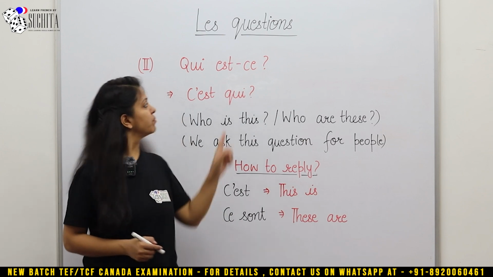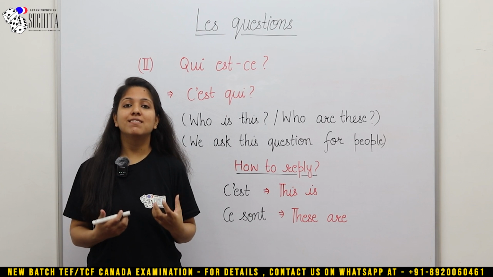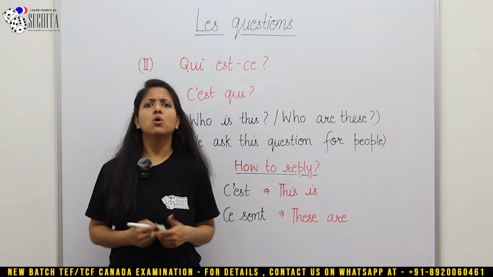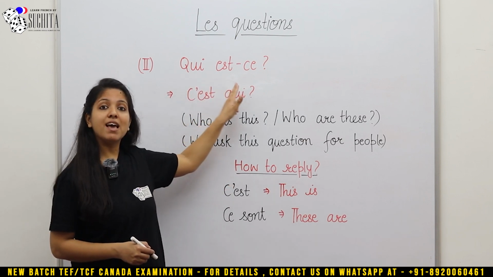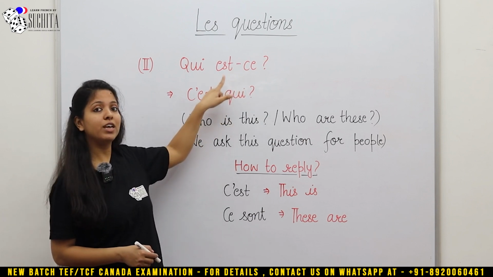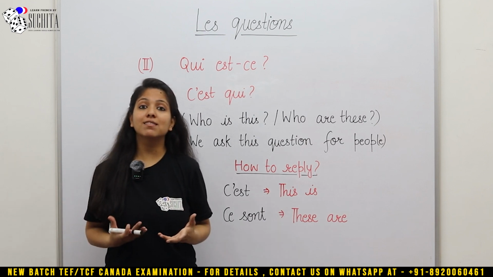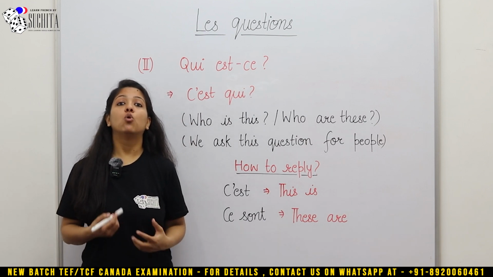Now the second question, that is, qui est-ce? Or you can also say it as, c'est qui? Now both of them mean who is this or who are these. If you look here carefully, I have just reversed it. C'est qui? So qui est-ce or c'est qui? Which means who is this or who are these?